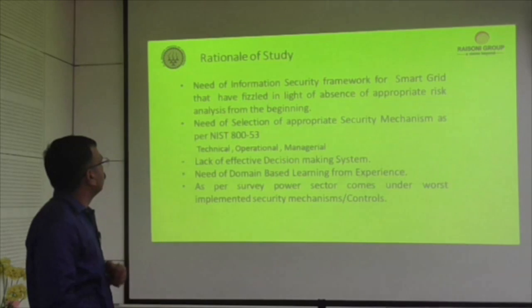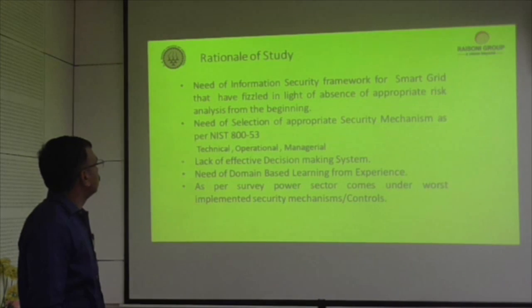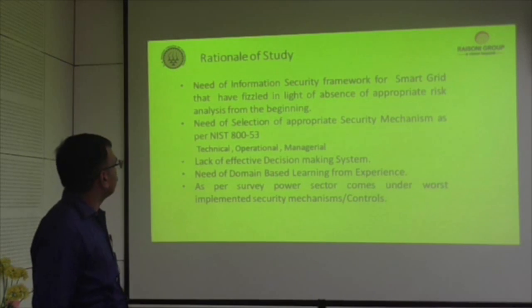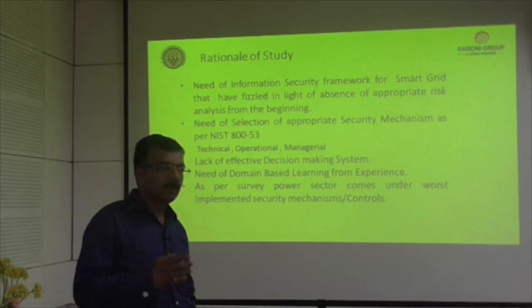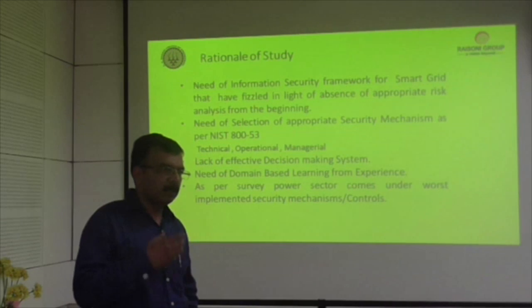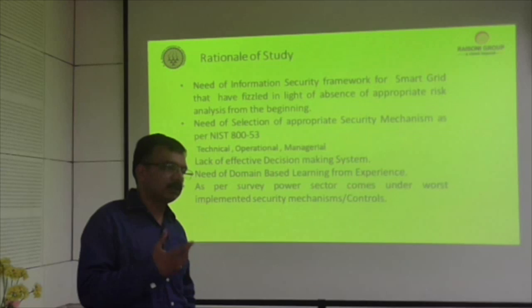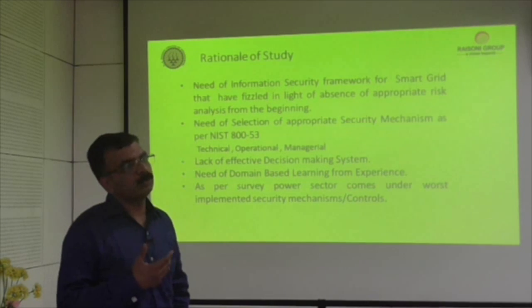Rationale of the study: the need for an information security framework for the smart grid, which has fizzled in light of the absence of appropriate risk analysis from the beginning. Because if you produce anything and a proper risk analysis approach is not there, trust will not be developed. If trust is not developed, nobody is going to use it.